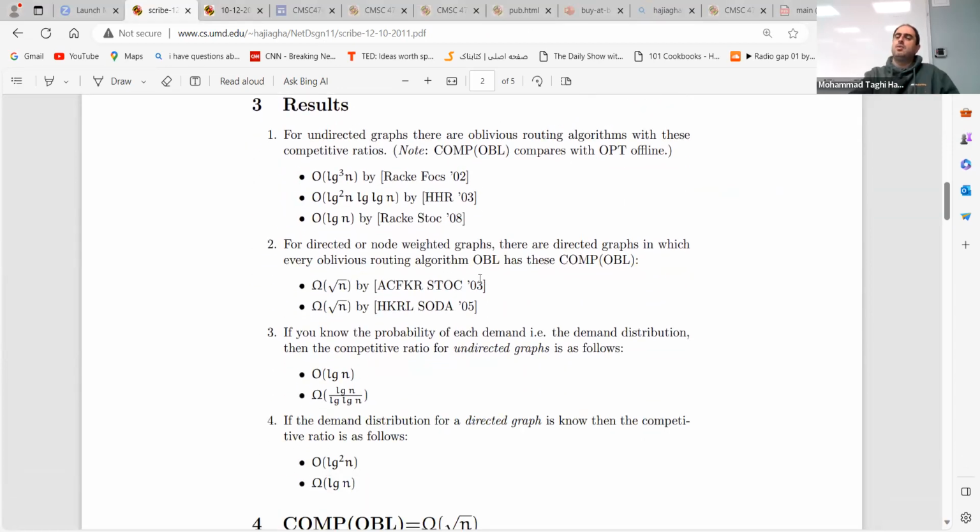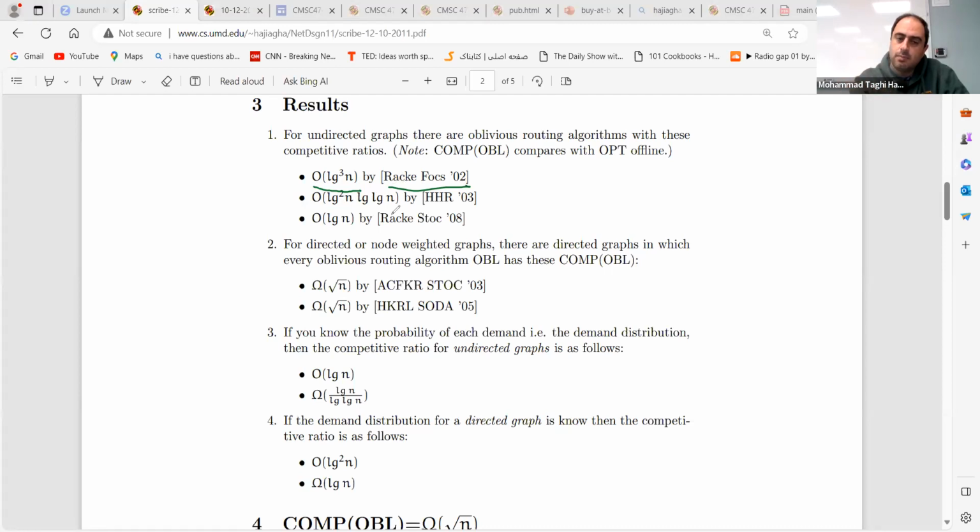So let me give you some results here, and then we can go from there. For undirected graphs, as I mentioned, we talk about competitive ratio, and we will consider the worst case. The first result was log n to the 3 by Harald Räcke in FOCS 2002, not 2004.